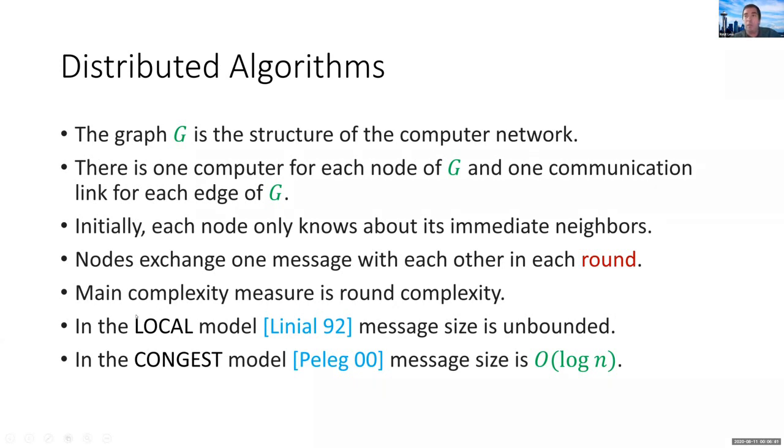There are two main models. One of them is the LOCAL model, which is more classical, in which the message size is unbounded. And the model that we consider in this paper is the CONGEST model, in which message size is bounded by O(log n), where n is the number of vertices.